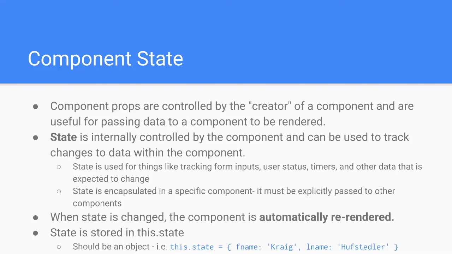So we store state in this.state, and then different properties that we save. So like this.state.firstName or this.state.lastName. So here's an example of how we would set state as this.state equals, and then some object with some properties and values.